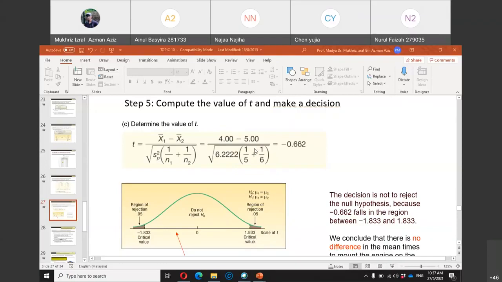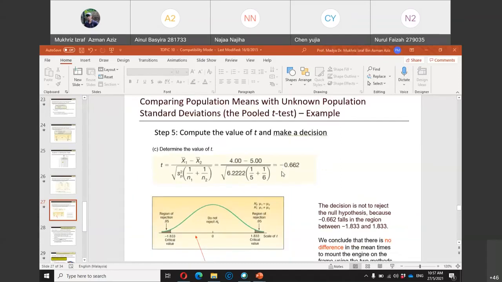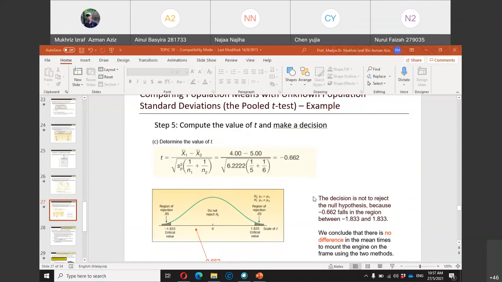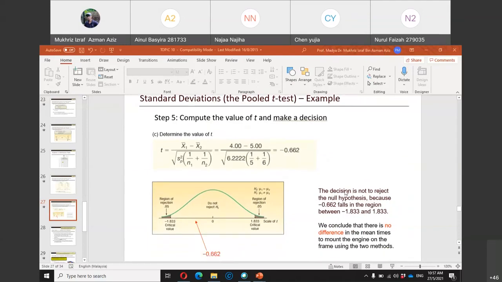Okay, so what you write in H1 must be consistent with the calculation in step number 5. If you follow the one in the slide here, you get negative 0.662. Again, it will be a 3-part answer. First, whether the calculated T here is inside or outside the area of rejection. Secondly, whether you reject or do not reject. And thirdly, the meaning of the conclusion.